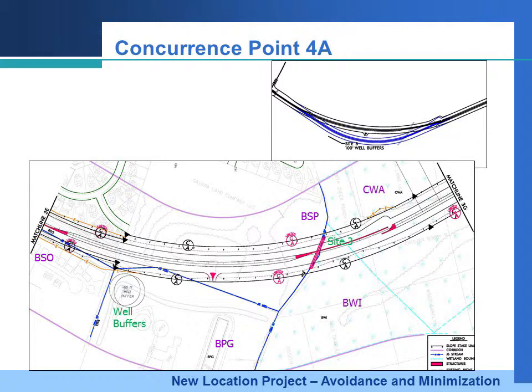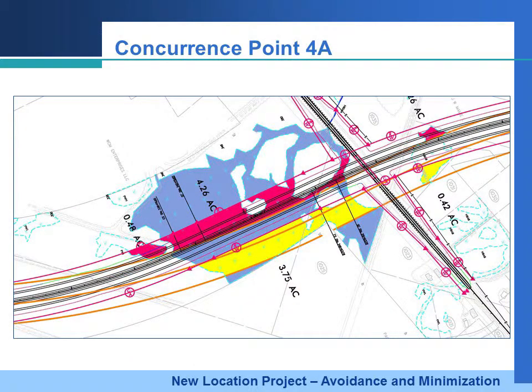During discussions at the Concurrence Point 4A meeting, the project team determined there was an opportunity to further minimize impacts in this area. At the wetland area labeled as CWA, the U-turn bulb can be shifted to the west, reducing impacts to the wetland. This new location project was shifted to the south to evaluate if the realignment would minimize impacts to wetlands. The red area represents a reduction in impacts, while the yellow area shows where new impacts would occur as a result of the shift. It was determined the new alignment, shown in orange, would reduce wetland impacts by approximately 0.83 acre.